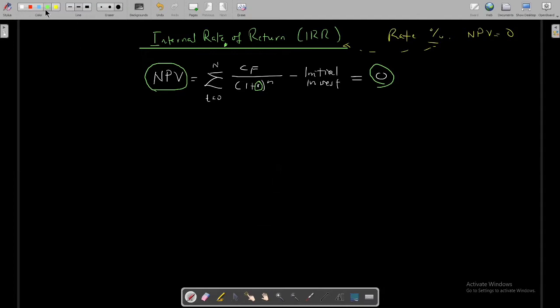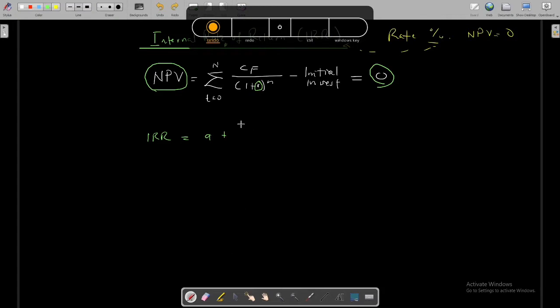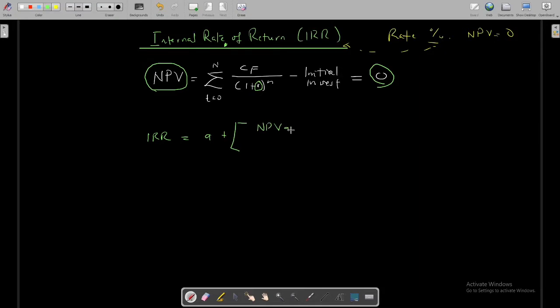Now the internal rate of return, IRR, is found using the formula: A plus, in brackets, the NPV of A all over the NPV of A minus the NPV of B, multiplied by B minus A, as a percentage. So here is also a percentage.